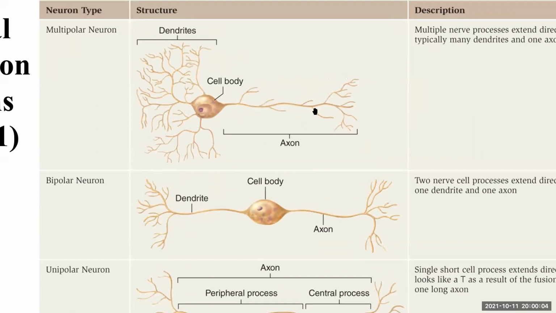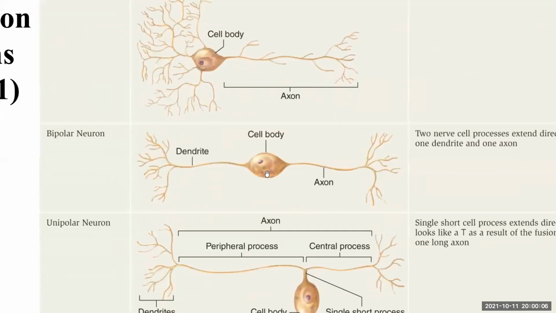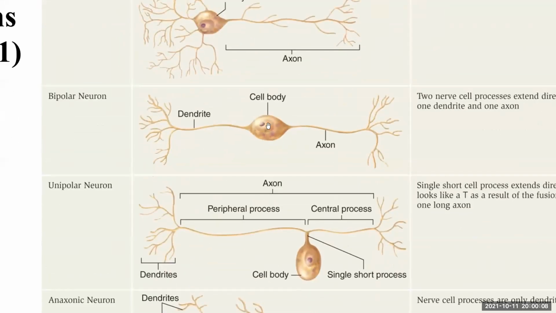That'll transmit the nerve signal. Then we have our bipolar neuron. So again, our cell body's in the middle. One process off of one end is going to have the dendrite. The other process is going to have the axon.